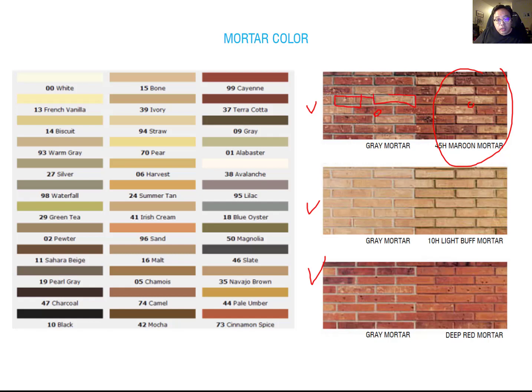Same as here, you can choose this brick color, but choosing a similar color as the brick, you can make a more monolithic wall design you might consider. But when you use the gray mortar with this red brick, you can emphasize each modular design. Okay, so depending on the elevation scheme, you might consider choosing the proper mortar color for the design.